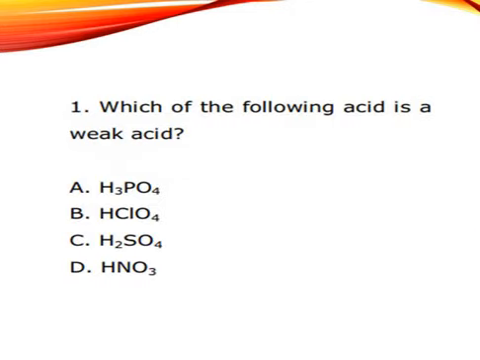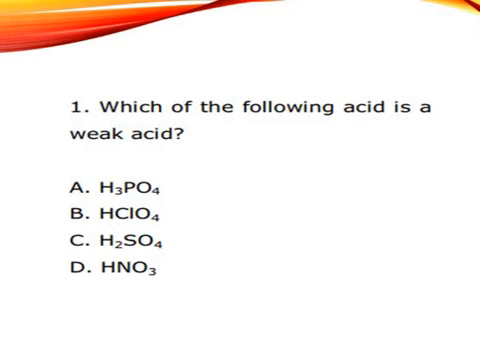So the first question says, which of the following acids is a weak acid? You're given a number of options. Here we have A as H3PO4, that's phosphoric acid. B is HClO4, the chloric acid. C, H2SO4, the sulfuric acid, and D, HNO3, the nitric acid.